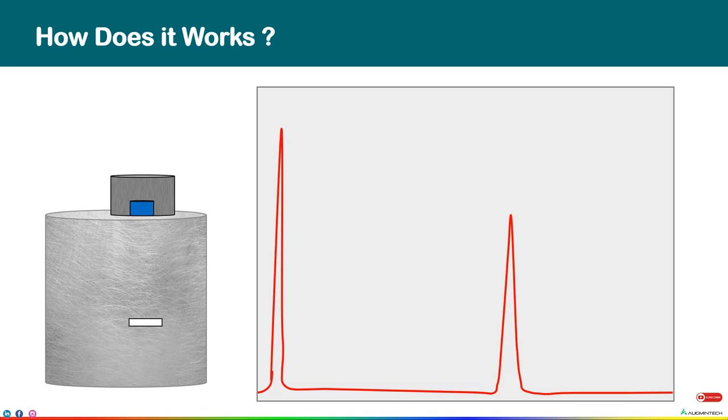Here in the graph, only the defect echo is visible apart from the transmission echo. There is no back wall echo in this graph. It is because the whole of the transmission pulse is being reflected back by the defect itself.